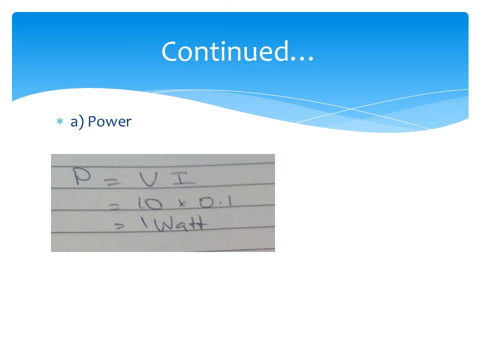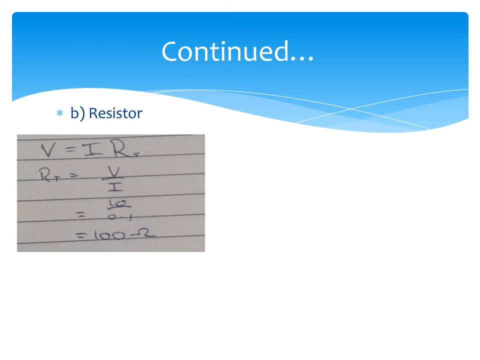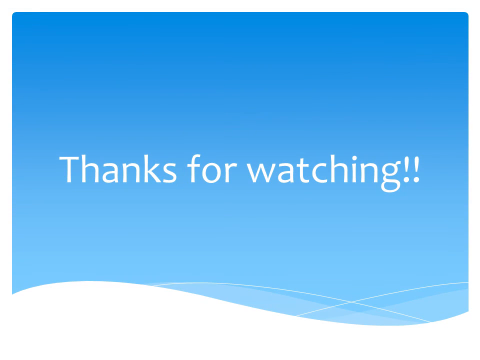1 watt. Lastly, to find resistor A, we first need to determine the total resistance using Ohm's law, V equals IR. Rearrange this to find R equals V on I, giving us R equals 100. Then, using your knowledge of how resistors are added in series and parallel circuits, we generate this equation, and then solve for A. Finally, we get A equals 85 ohms. Now you have a good understanding of how current works.